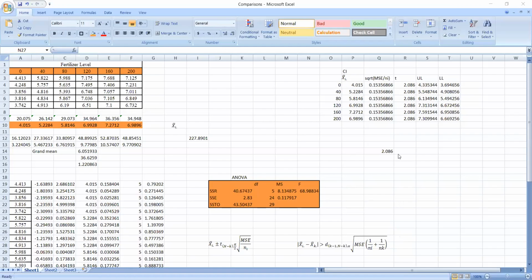Okay, so here now we are going to do the calculations when we have a control group. So let's see how to do the calculation. Our control group is always 0, and here we have already constructed the mean values. So I'm going to just copy and paste it here.